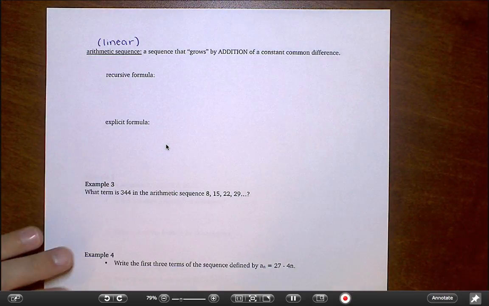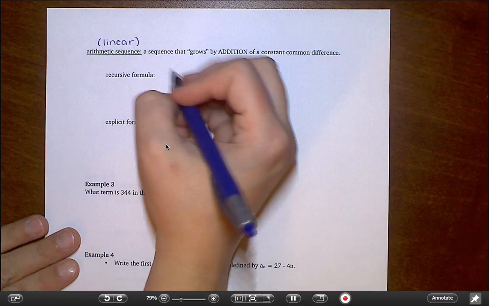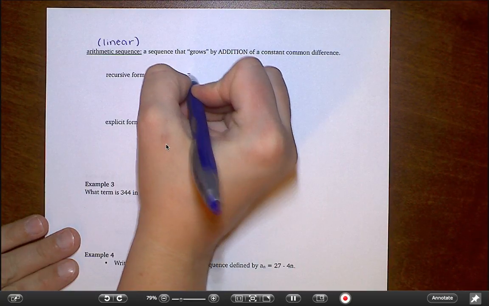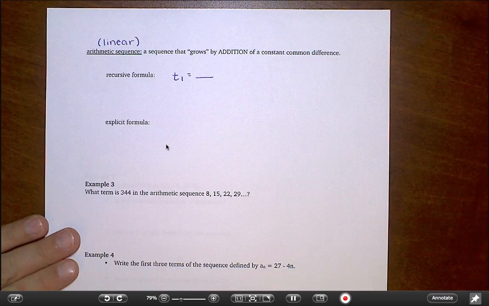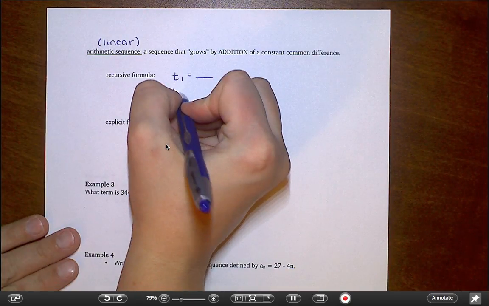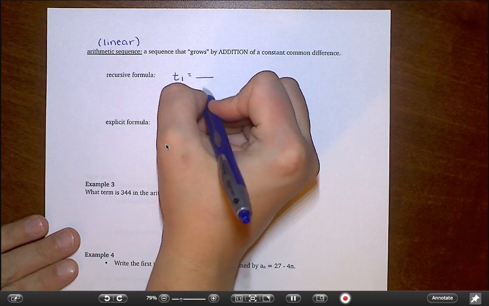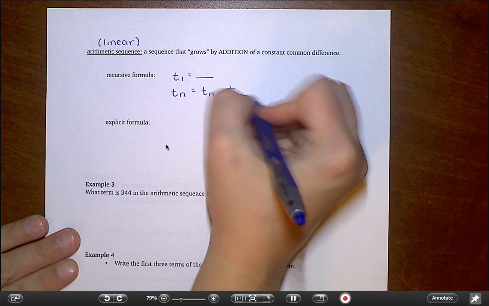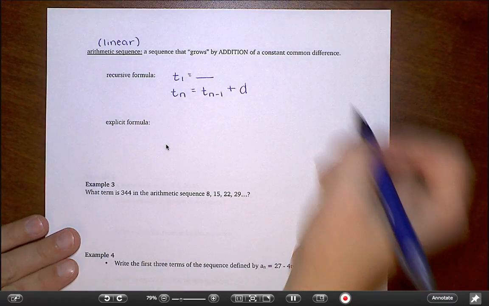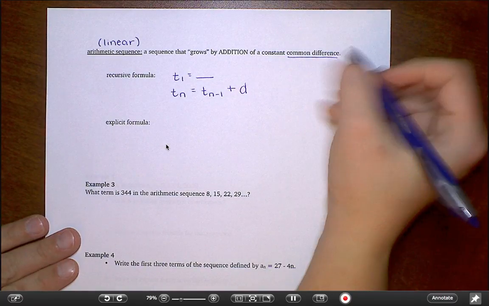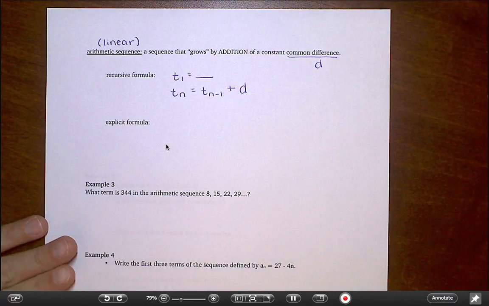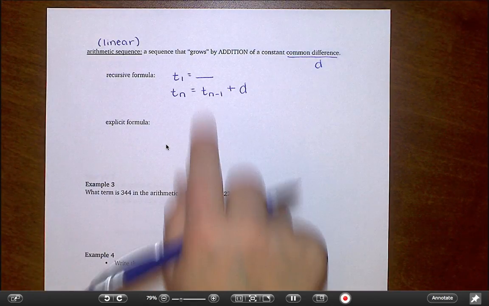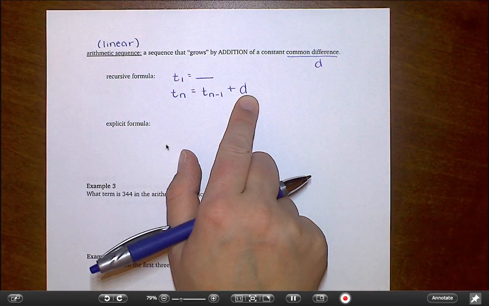So in general, the recursive formula for one of these is you're going to give term 1 equals something. And then term n is always going to be found by taking the previous term and either adding or subtracting some constant difference. And again, this common difference is always represented with the letter d. You may have seen me use that on the previous page. But you're always taking the previous term and adding d to it.